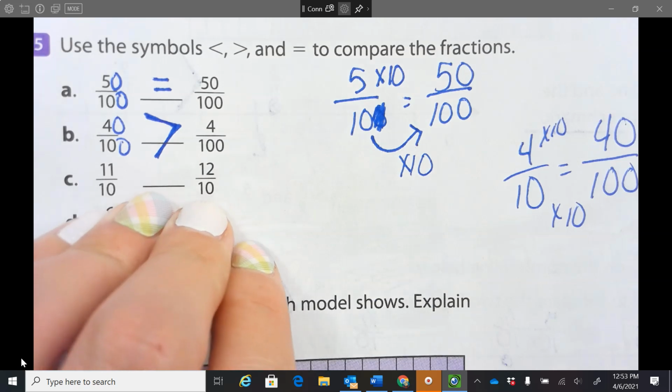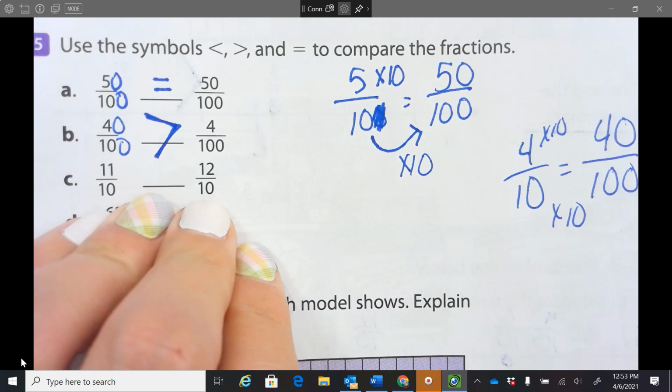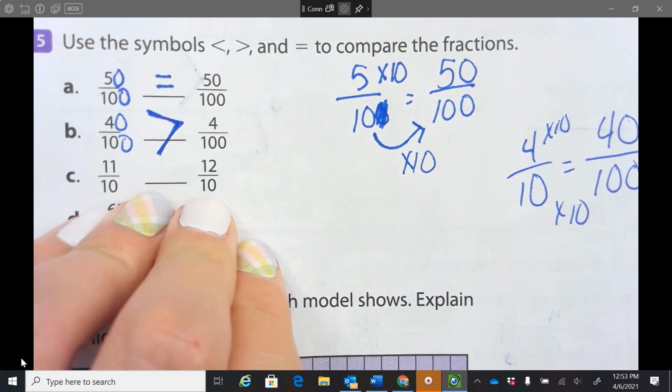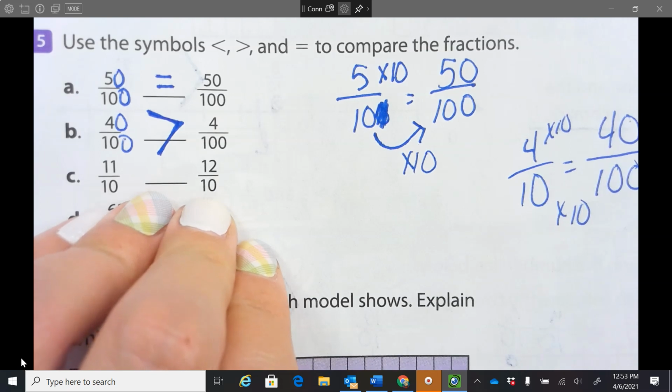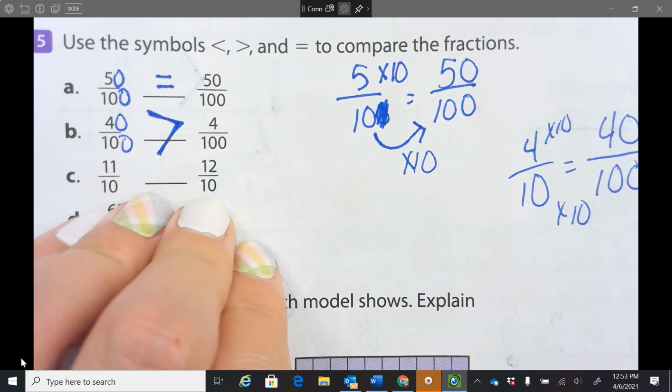Okay, look at it. We got 11 tenths or 12 tenths. What do we know about these fractions when we look at them? They have the same denominator. Good. What else do we know, Gianna? They have different numerators. Good. Christian? Ooh, they're both improper fractions.